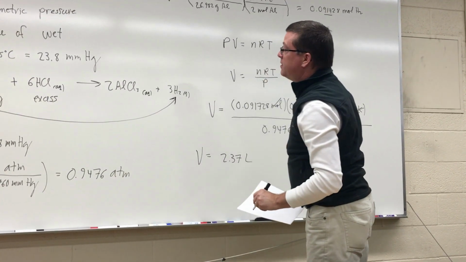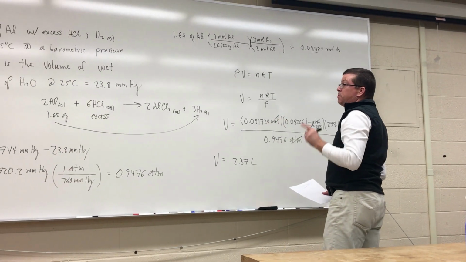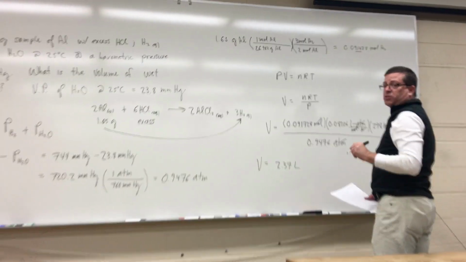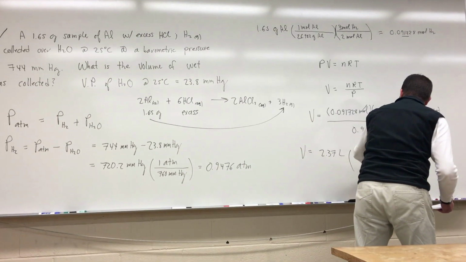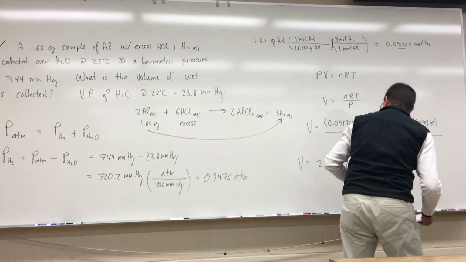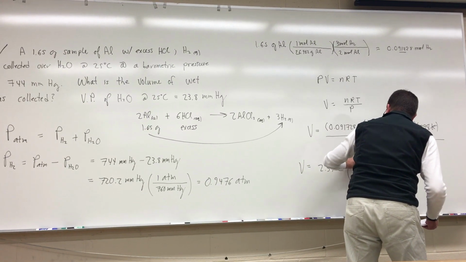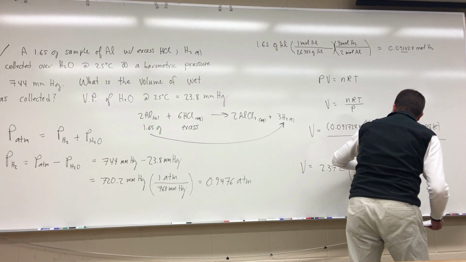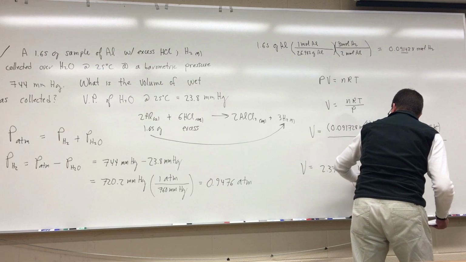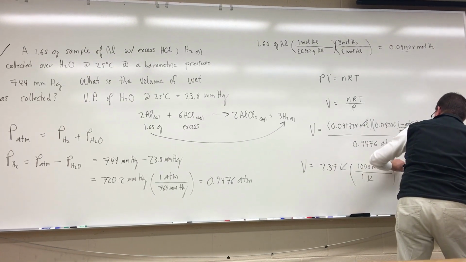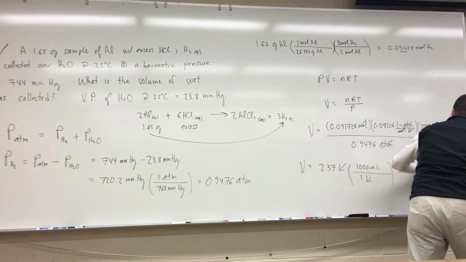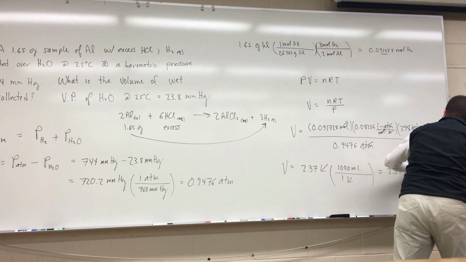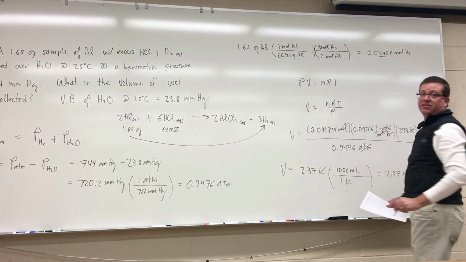And I believe we wanted this in milliliters of gas. I think that's ultimately what the problem asked for. We can go ahead and make that conversion if we want to. I didn't specify it there, but I think that's what it's looking for. So for every 1 liter, I've got 1,000 milliliters. And that means this is going to be 2.37 times 10 to the third milliliters of wet gas collected.